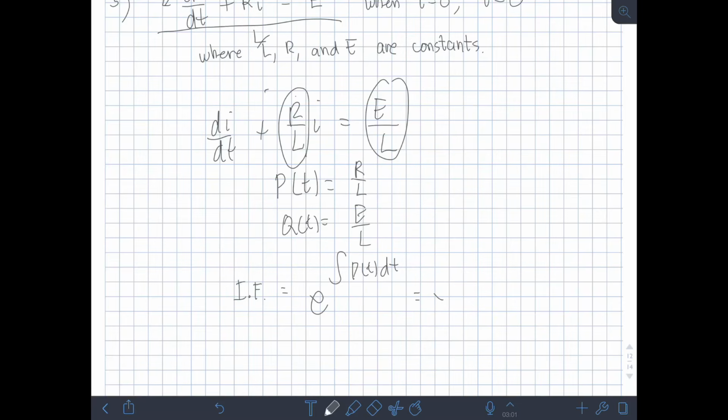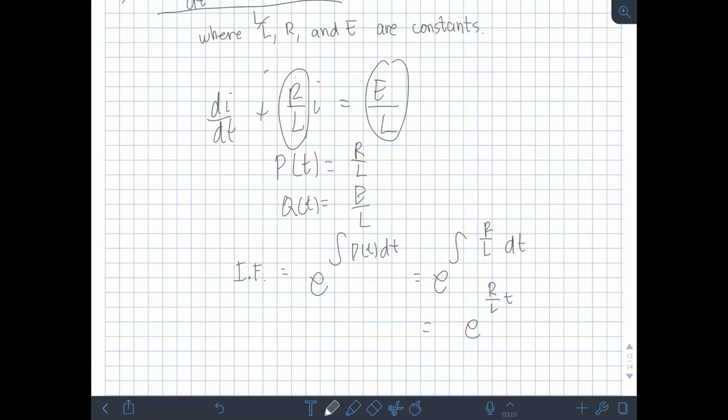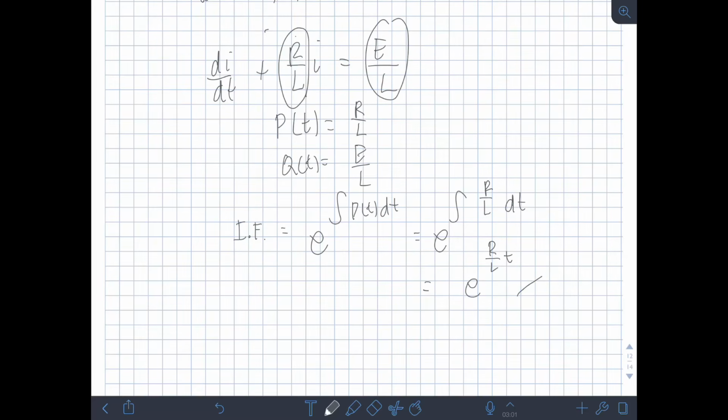So, we substitute: E raised to the integral of P of T, which is R over L, dt. So we have E raised to the integral of R over L dt, which is simply R over L T, since R over L is just a constant. Therefore, this is our integrating factor. The general solution would be I times the integrating factor is equal to the integral of Q of T times the integrating factor plus C.